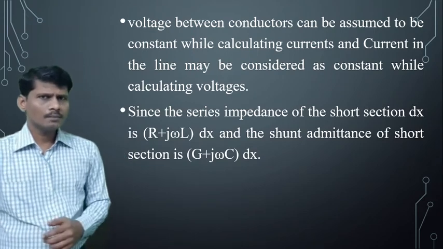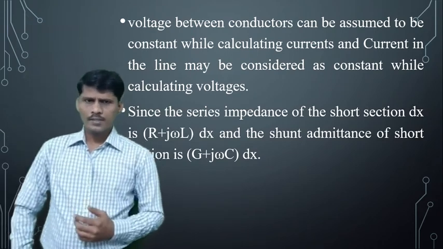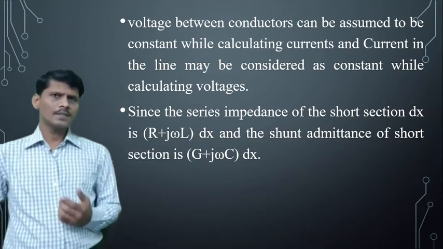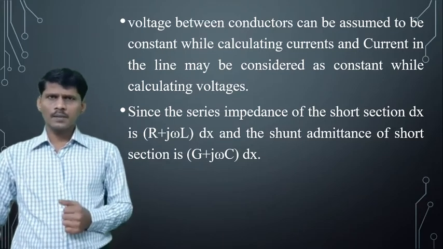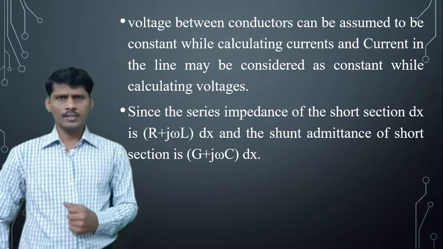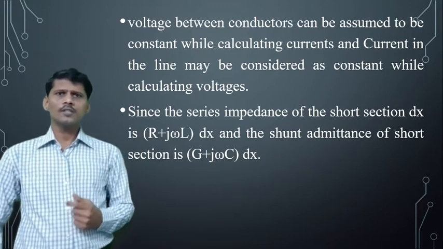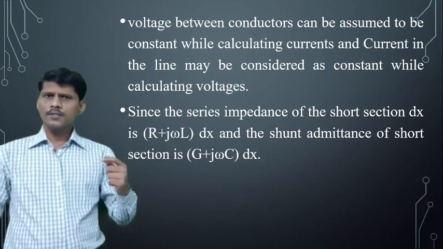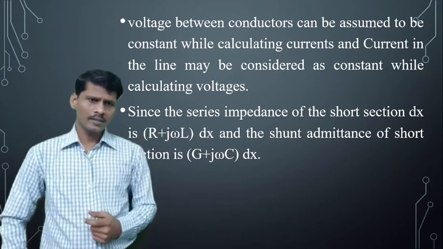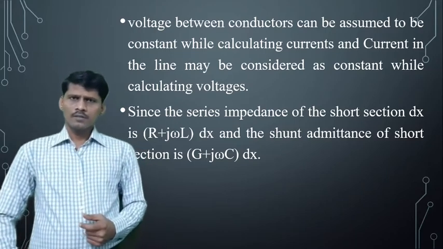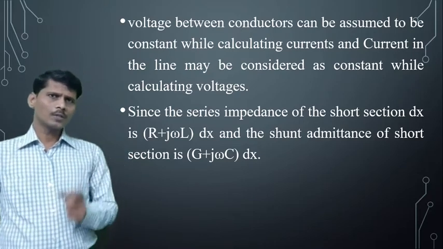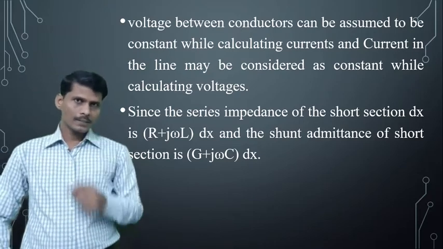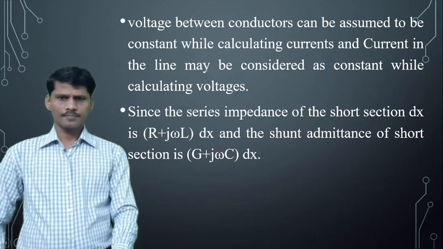So what is the series impedance? R plus j omega L is the series impedance. The series impedance of the short section dx is given by (R plus j omega L) into dx. And what is the expression of the shunt admittance? G plus j omega C is the shunt admittance. The shunt admittance of the short section PQ is (G plus j omega C) into dx.